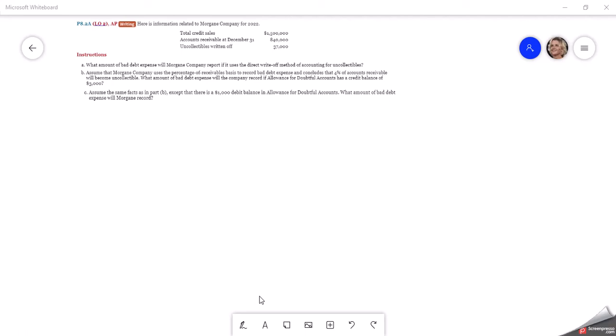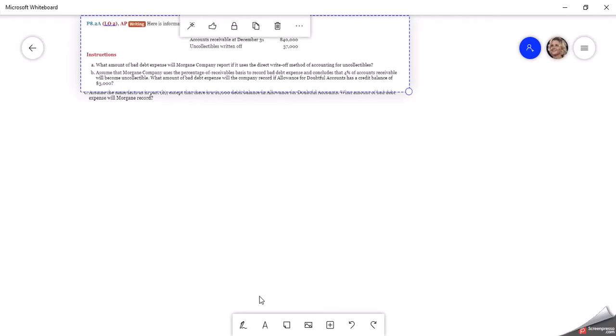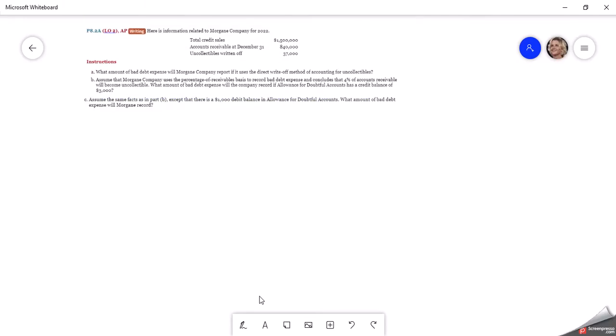Okay, so here we have a problem where we have this Morgan company, and they have credit sales of $1.5 million. They have an accounts receivable balance of $840,000, and there has been uncollectible accounts of $37,000 that were written off. So if they were doing the direct write-off method, what part A asks is how much would their bad debt be? So if we were doing A, it would be $37,000.